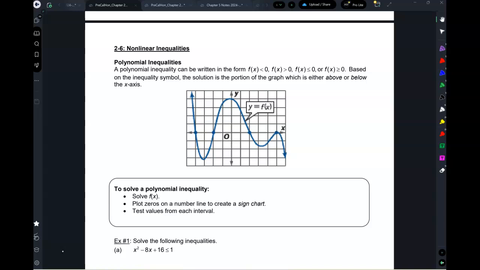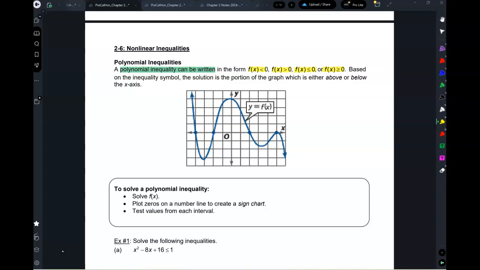So the way polynomial inequalities are written is, for example, like this. f of x is less than 0, not equal to anymore, or greater than 0, or it could be less than or equal to 0, greater than or equal to 0. So let's think about what that means.